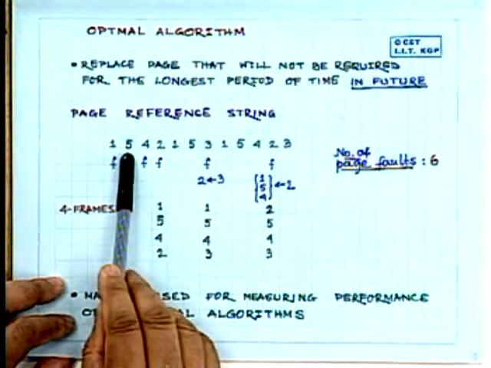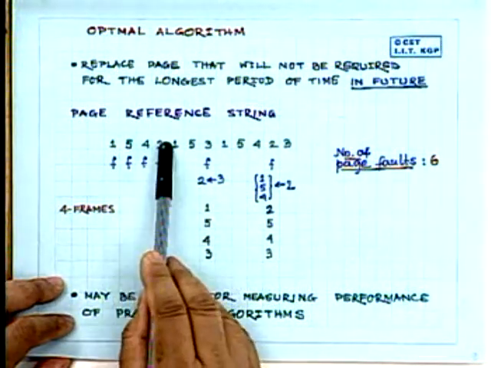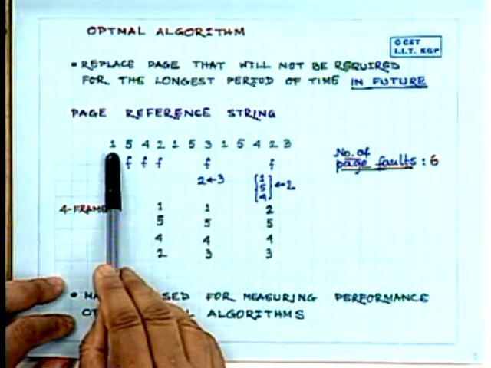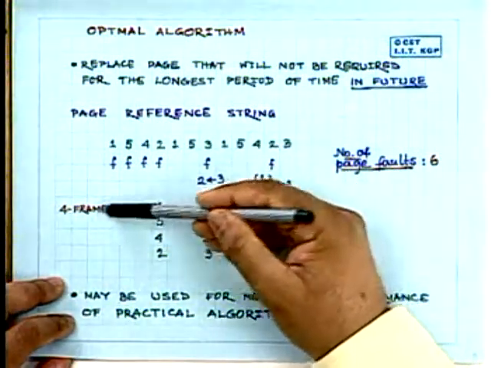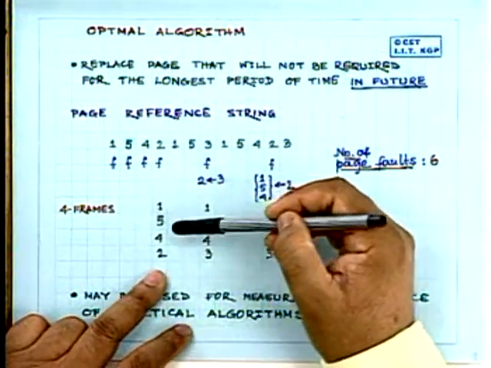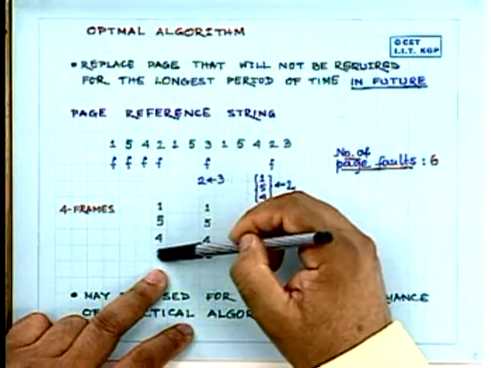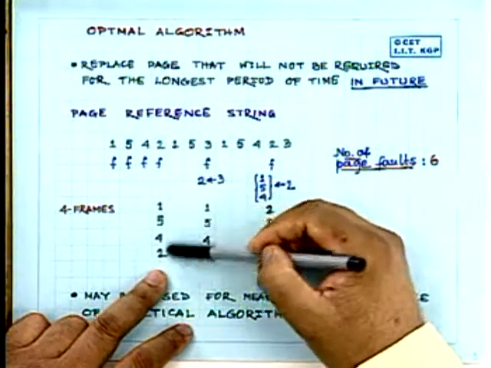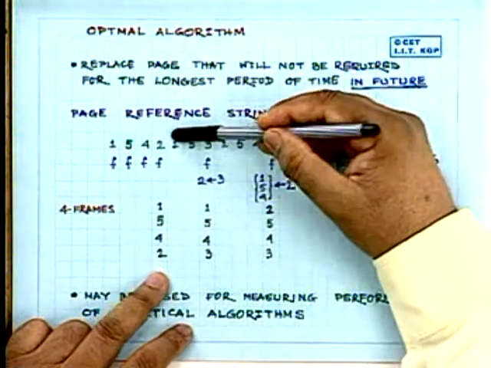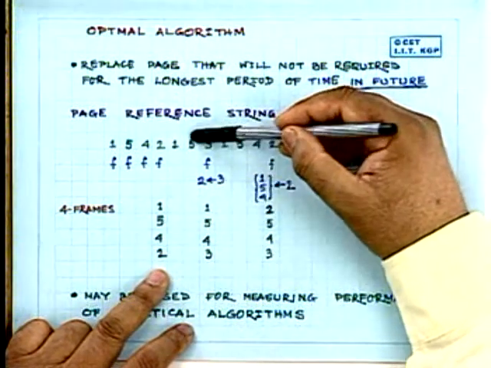Then page 5 is being brought in, there will be a page fault. Page 4 is being brought in, there will be a page fault. Page 2 will be brought in, there will be a page fault. Once page 1 is referenced, there will not be a page fault because 1 is already there, right? Here we have, say, 4 frames. By 4 frames I mean as if 4 frames of main memory have been allocated for this process. Then when page 1 is referenced, it's already there, no page fault. Now when page 5 is referenced, page 5 is there, and therefore there will be no page fault.